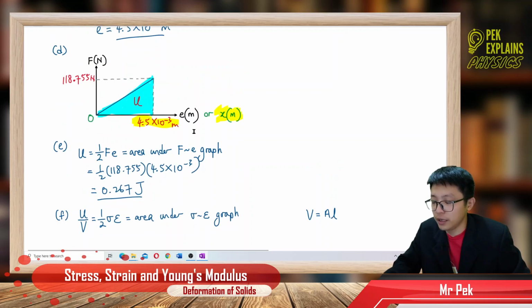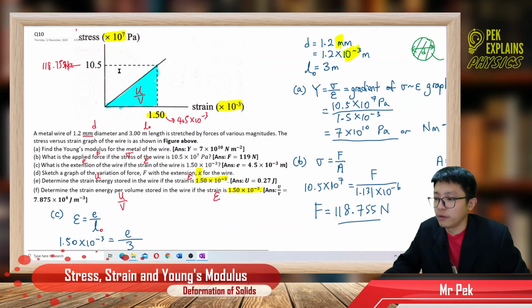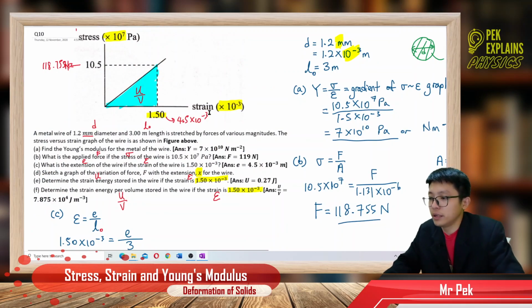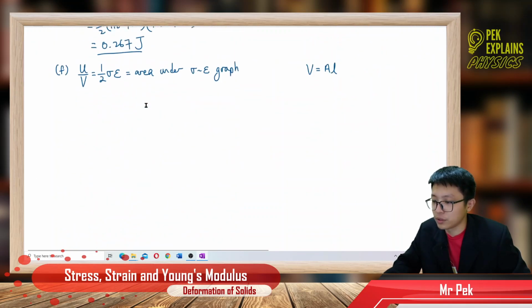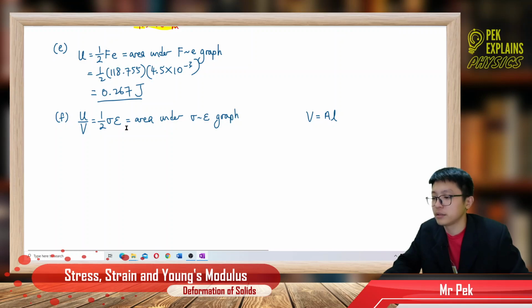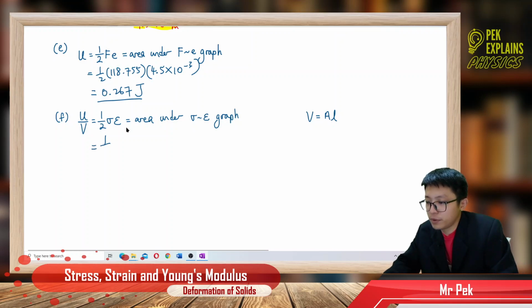If you have the force-elongation graph, you get the strain energy. For the stress-strain graph, stress is the symbol sigma and strain is epsilon. The area under the stress-strain graph gives the strain energy per unit volume, which is also half stress times strain. So just calculate the strain energy per unit volume.